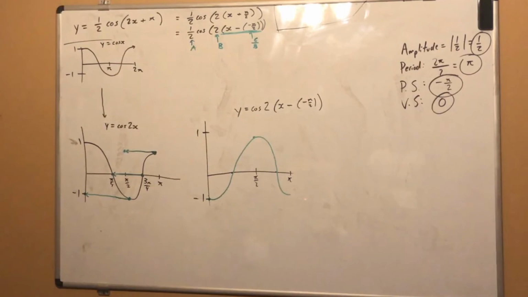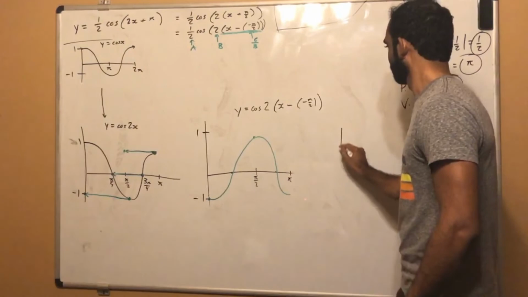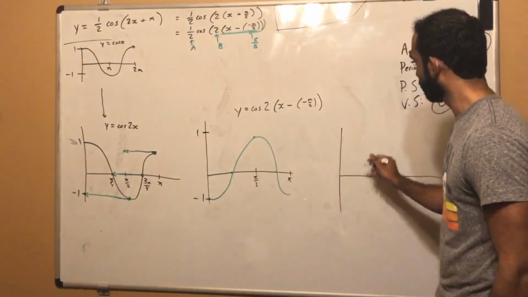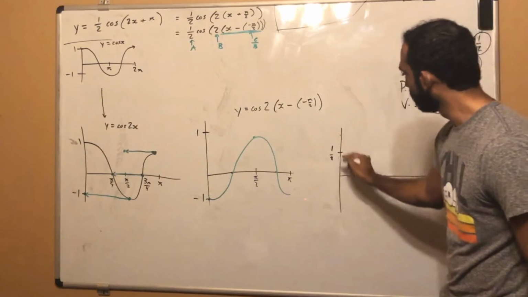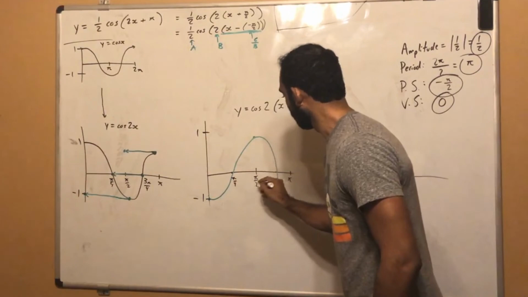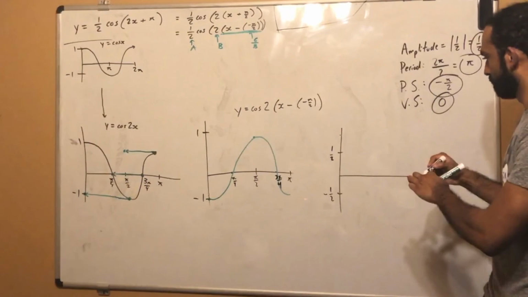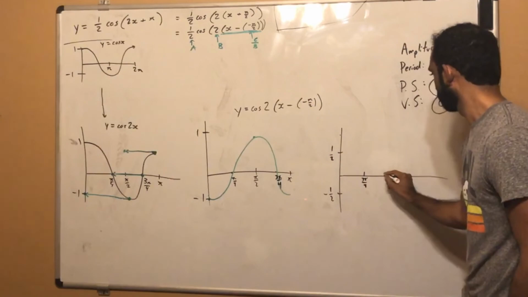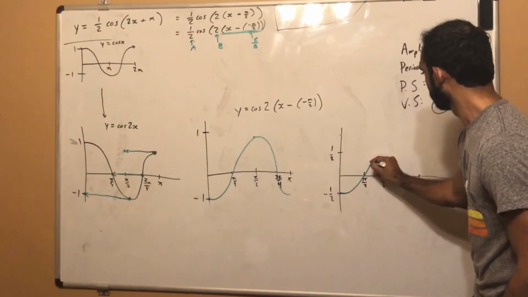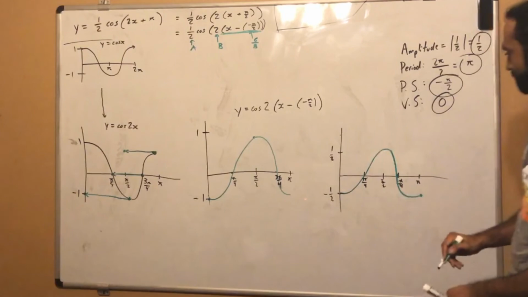All right, final step is I just take this and multiply it all by a half. So the only thing I need to change is my max and min values. My max value being 1 becomes 1/2, and my minimum value being negative 1 becomes negative 1/2. We keep the same shape, from pi over 4 to 3 pi over 4 to pi. Same deal here, and we get this. So that's the graph of one period of this function.